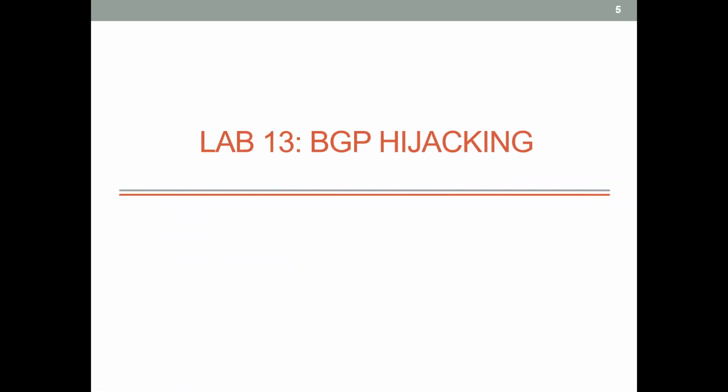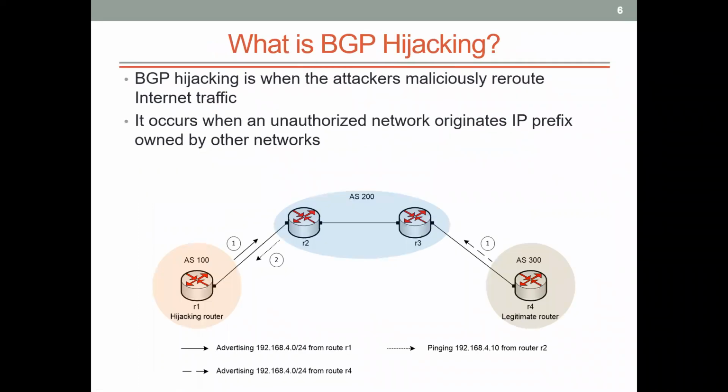So, BGP hijacking. Typically, it is when an attacker maliciously reroutes internet traffic by advertising IP prefixes that are owned by other networks. This also occurs when an unauthorized network originates an IP prefix.